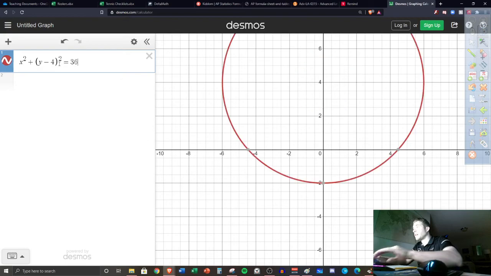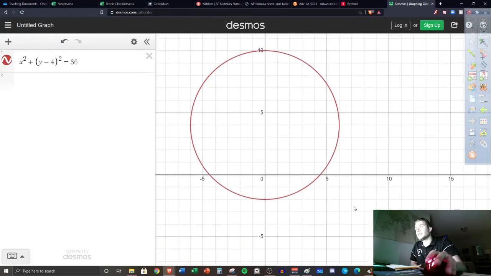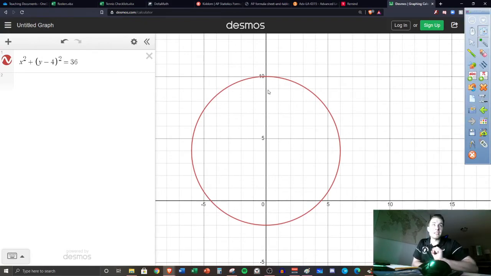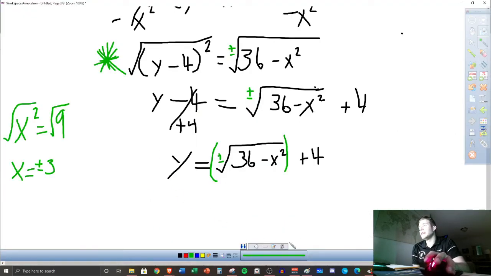Just do that, and you can see there we have our circle. Okay, there is our circle for this. So Desmos, that's definitely one of the reasons it's a very powerful tool for graphing, because it can graph things that are not usually functions, which is very handy, as you can see here. Love Desmos for that.